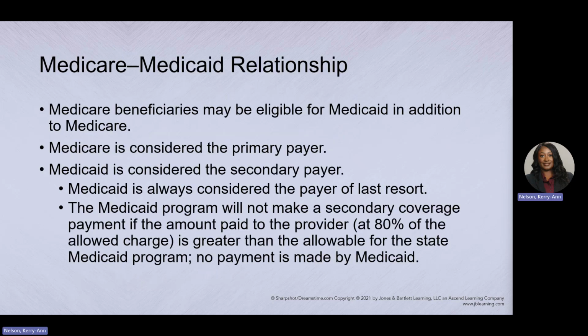So Medicare beneficiaries may be eligible for Medicaid in addition to Medicare. Medicare is considered a primary payer, while Medicaid is considered a secondary payer. Medicaid is always considered the payer of last resort. The Medicaid program will not make a secondary coverage payment if the amount paid to the provider is greater than the allowable for the state Medicaid program. So no payment will be made by Medicaid.